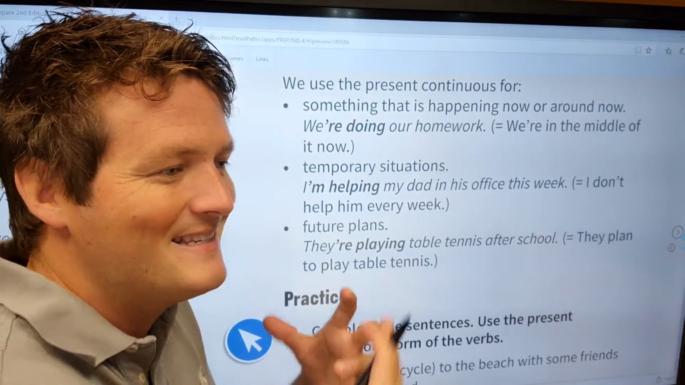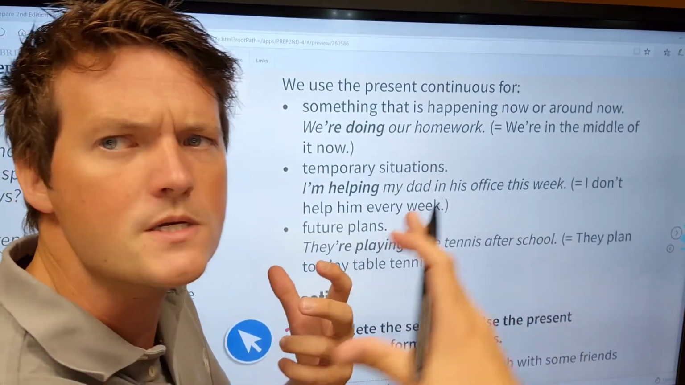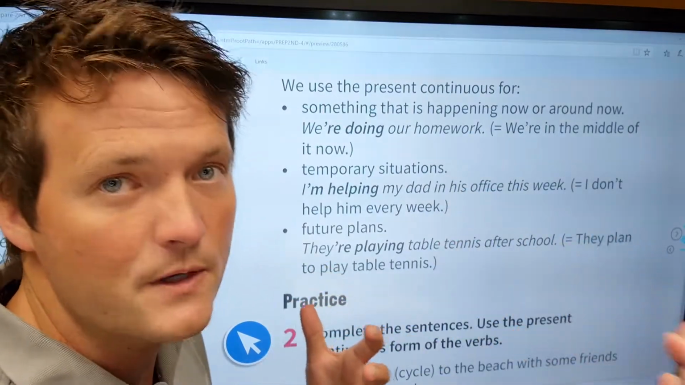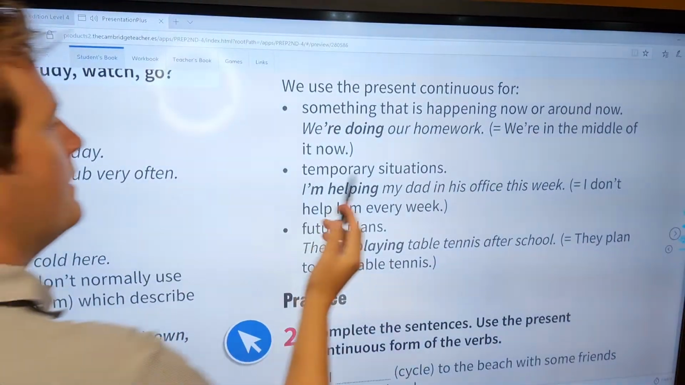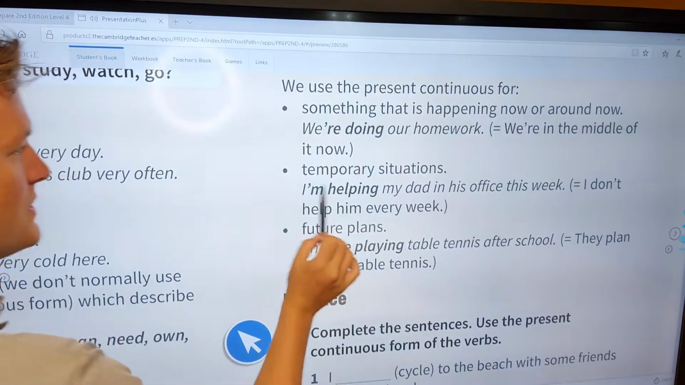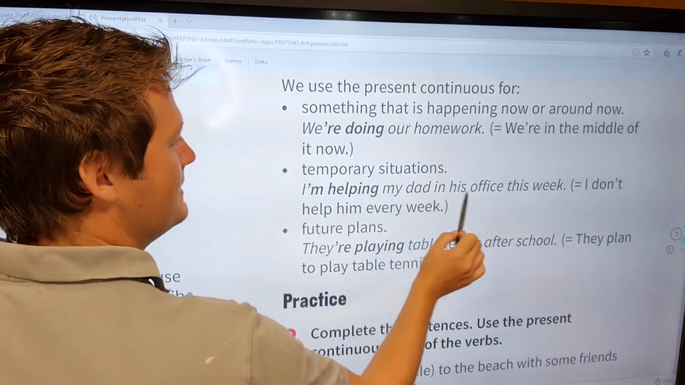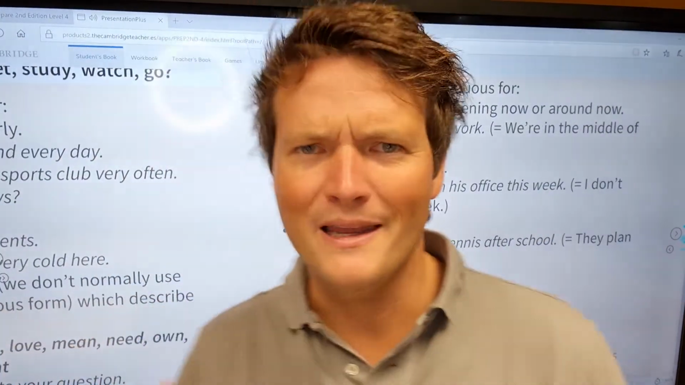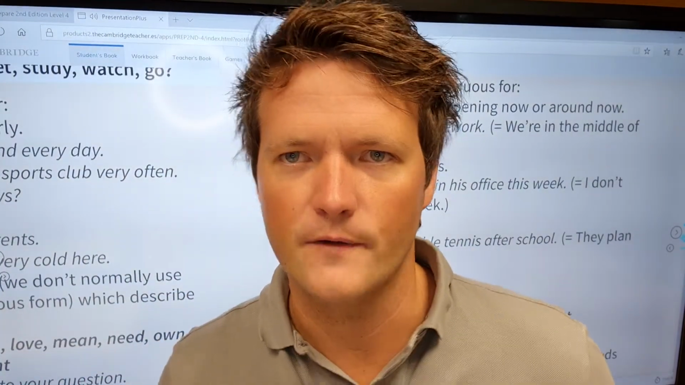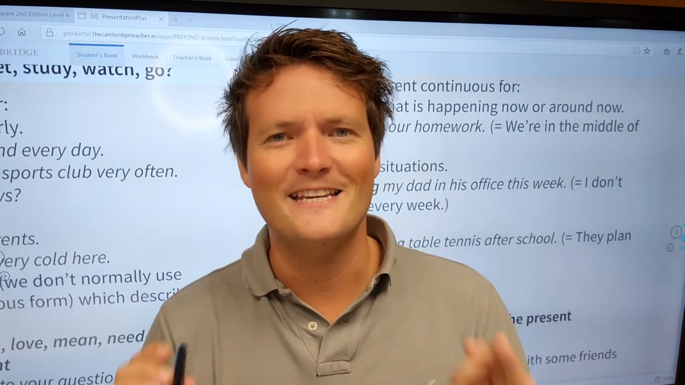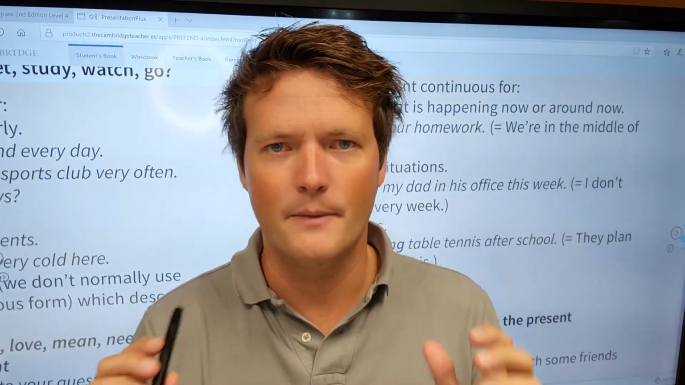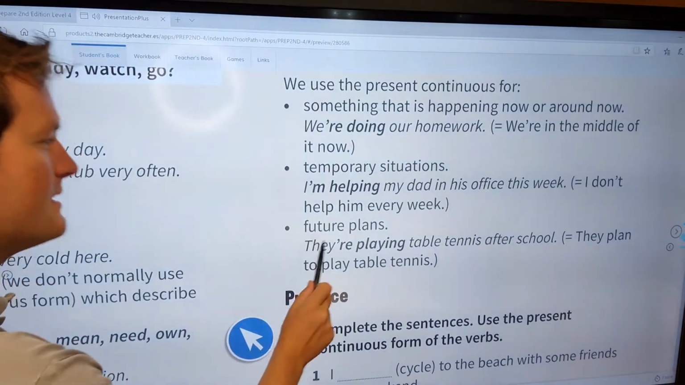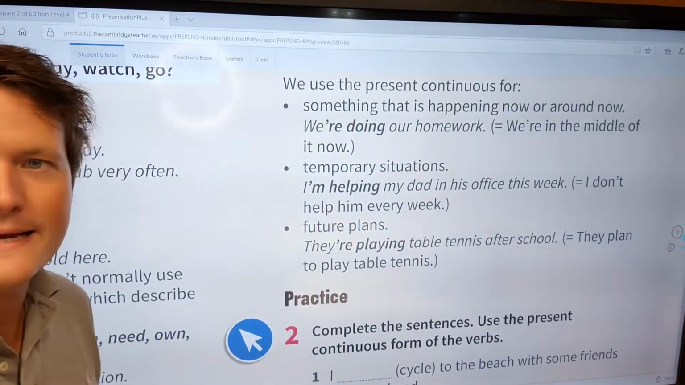Temporary situations. I know that in Spanish that's the same. If something is a temporary situation, a situation that is going to change, probably in the near future, we use present continuous as well. I am helping my dad in the office this week, right? So normally I don't help my dad in the office, no? But this week, yes, this week I'm helping my dad in the office.